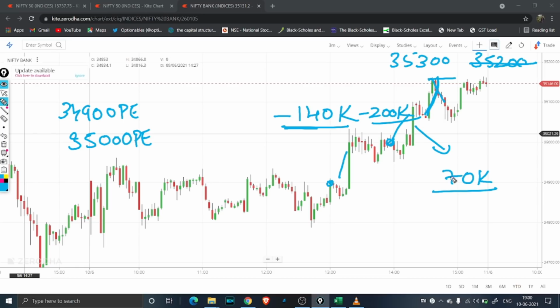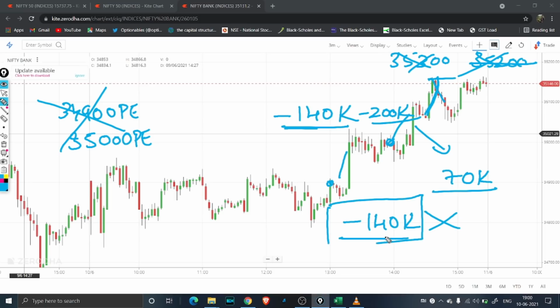So that's the reason why, when the loss went to 1,40,000, or 140k, I ended up booking everything. I exited all these legs, I exited all these legs, I ended up booking everything. So why did I end up booking everything at 1,40,000?